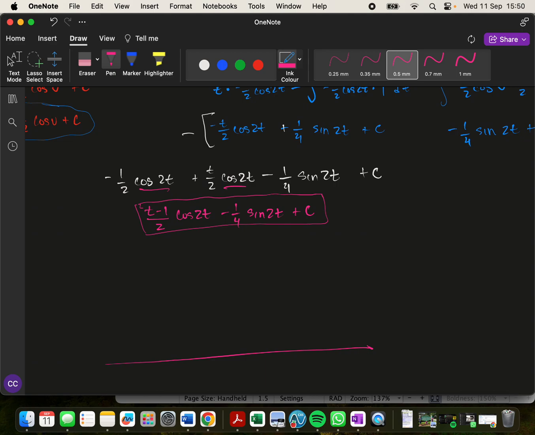So for that displacement after 2 seconds, I would have to evaluate that from 0 to 2, and so that'd be 2 minus 1 over 2 cosine of 4 minus 1 over 4 sine of 4, and all of that minus negative 1/2 cosine of 0. That sine is going to go away as well, and cosine of 0 is 1, and we can evaluate and solve.